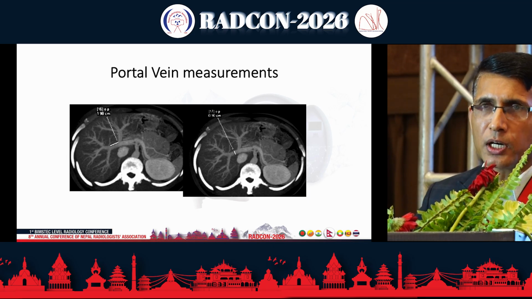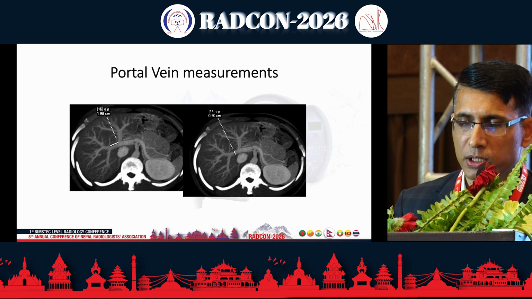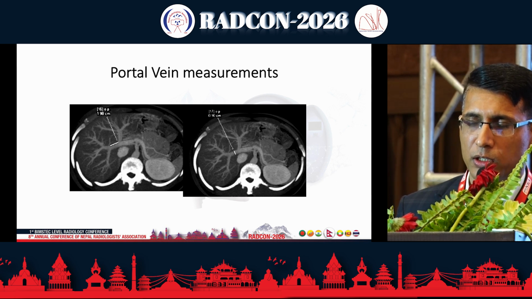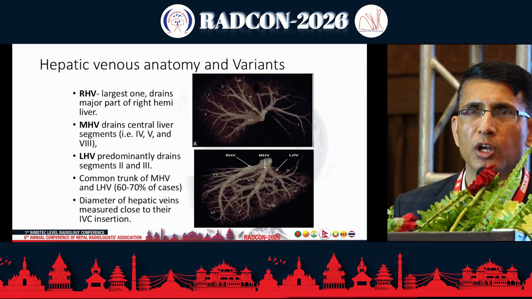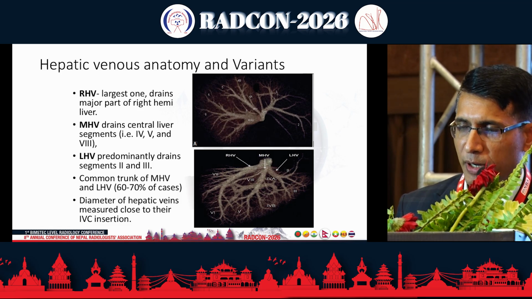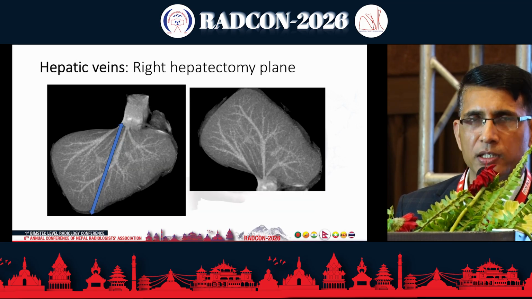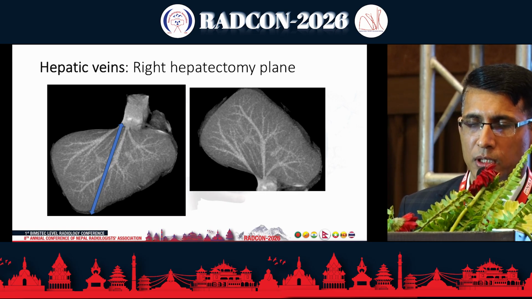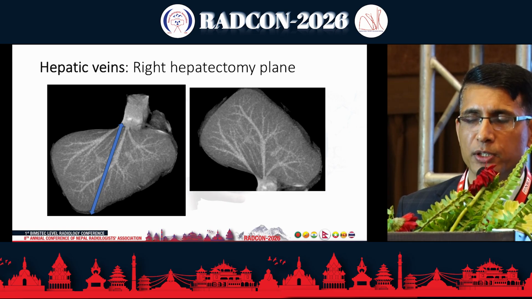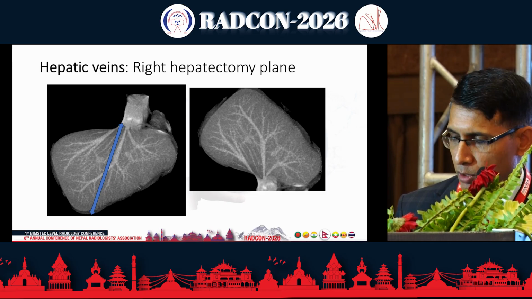Then we have to see the hepatic veins. Usually the right hepatic vein is the dominant, and the vein which traverses from the IVC to the gallbladder fossa is considered the middle hepatic vein. In standard right liver donation, the transection plane is just 1 centimeter right of the middle hepatic vein. So identification of the middle hepatic vein is very important.